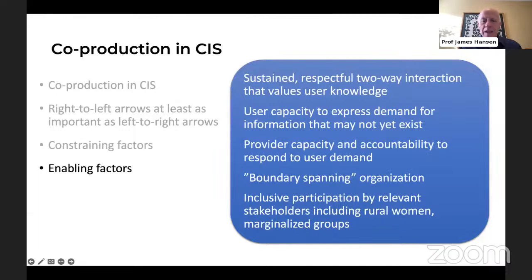And then finally, inclusive participation by all relevant stakeholders, including groups that tend to be neglected or marginalized. We think of rural women, relatively poor smallholder farmers, farmers who might be a minority in terms of language or ethnicity.